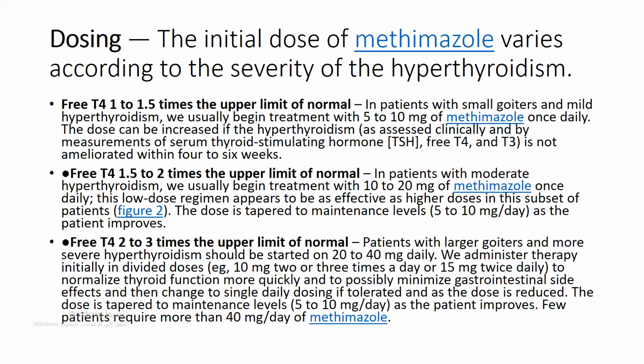The initial dose of methimazole varies according to the severity of hyperthyroidism. For example, with free T4 1 to 1.5 times the upper limit of normal, in patients with small goiter and mild hyperthyroidism, usually treatment starts with 5 to 10 milligrams of methimazole once daily. Patient with free T4 1.5 to 2 times the upper limit of normal, in moderate hyperthyroidism, start usually a dose of 10 to 20 milligrams of methimazole once daily, and 3 times above the upper limit of normal, patient with large goiter and more severe hyperthyroidism should be started on 20 to 40 milligrams daily.